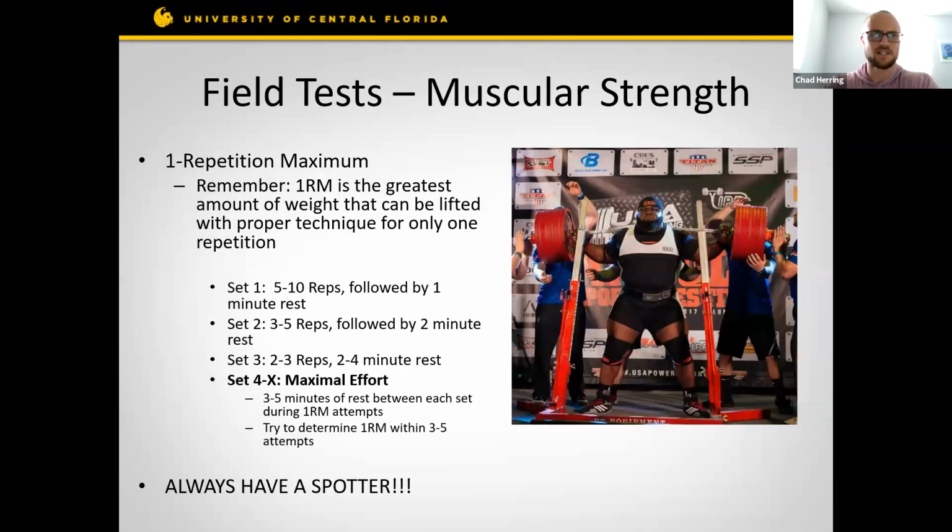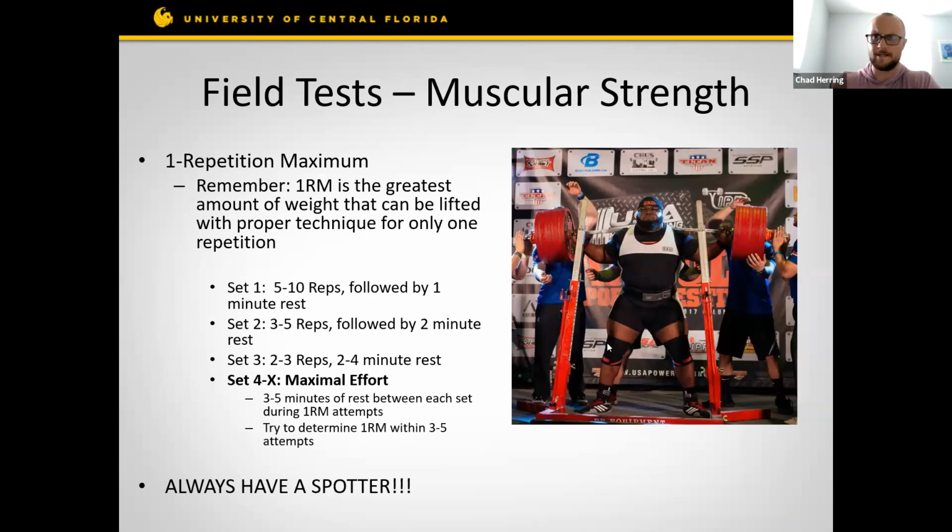Now, field test, muscular strength: 1 rep max, 2 rep max, 3 rep max. That's probably the most common field test of muscular strength. You can do a few other things, but you typically go through some kind of multiple sets, not a warm-up, but prep sets, and then you go after your maximal effort.